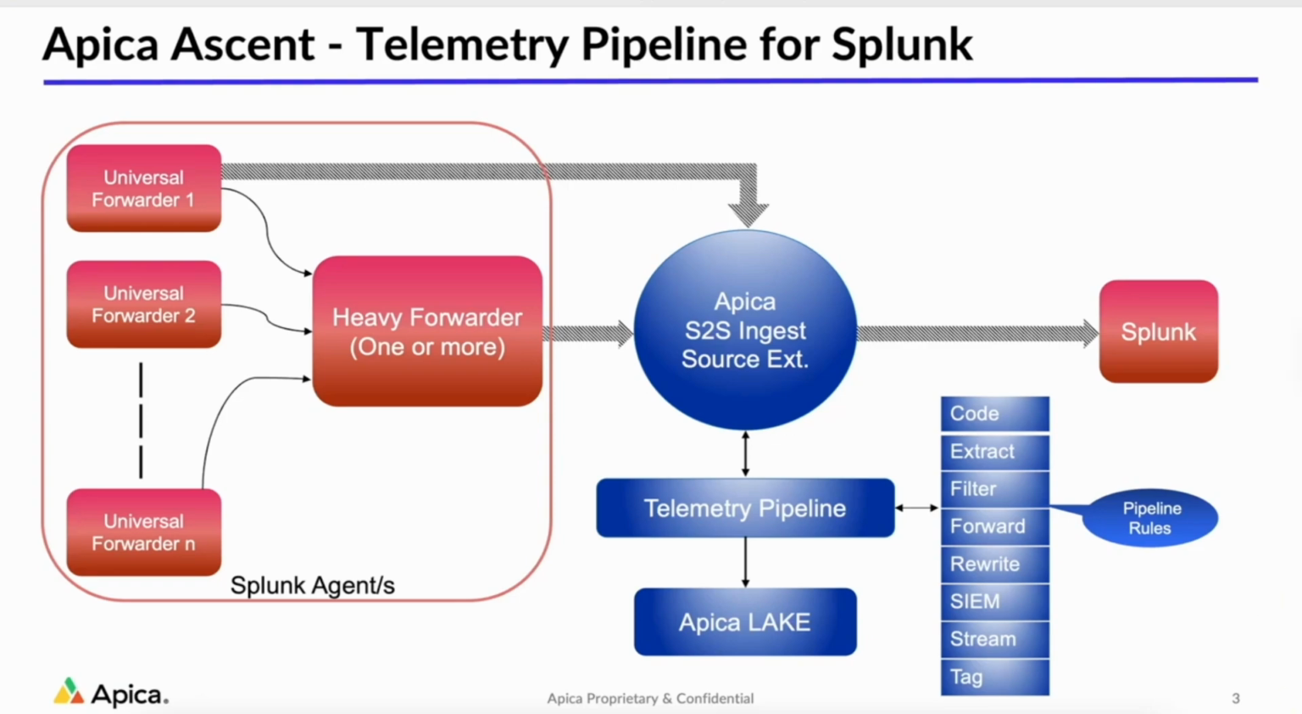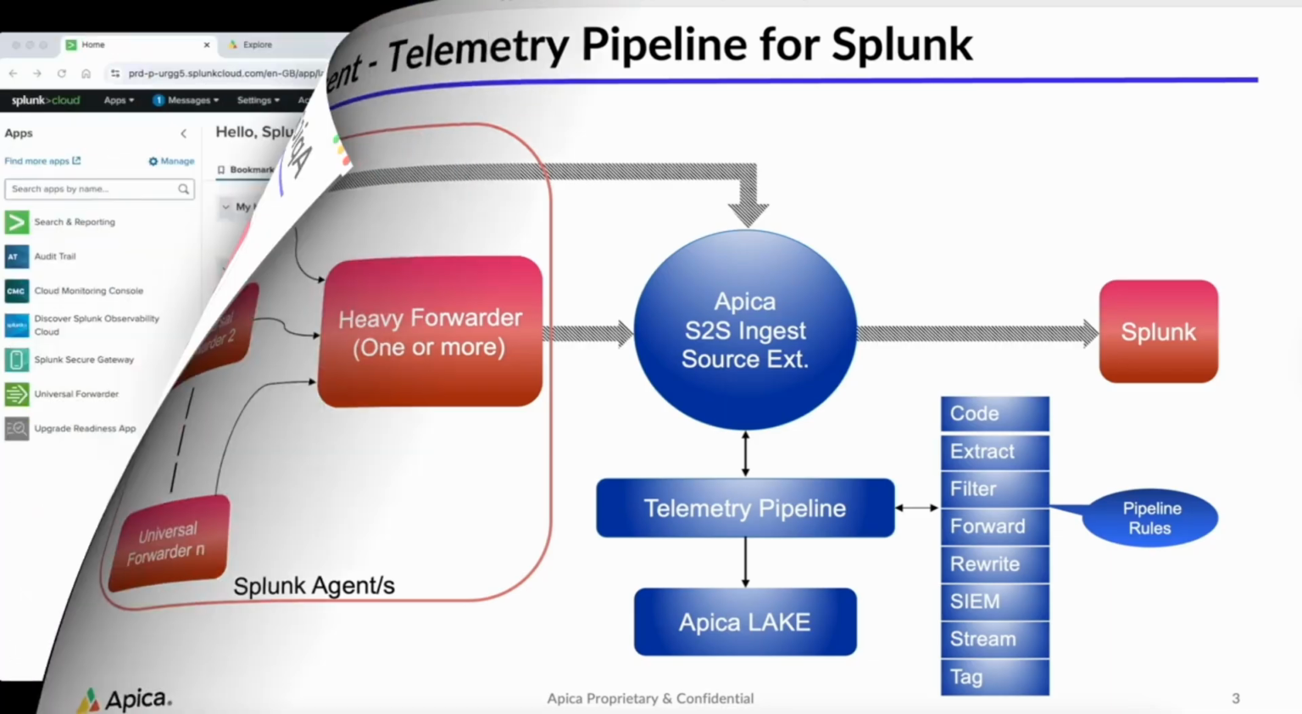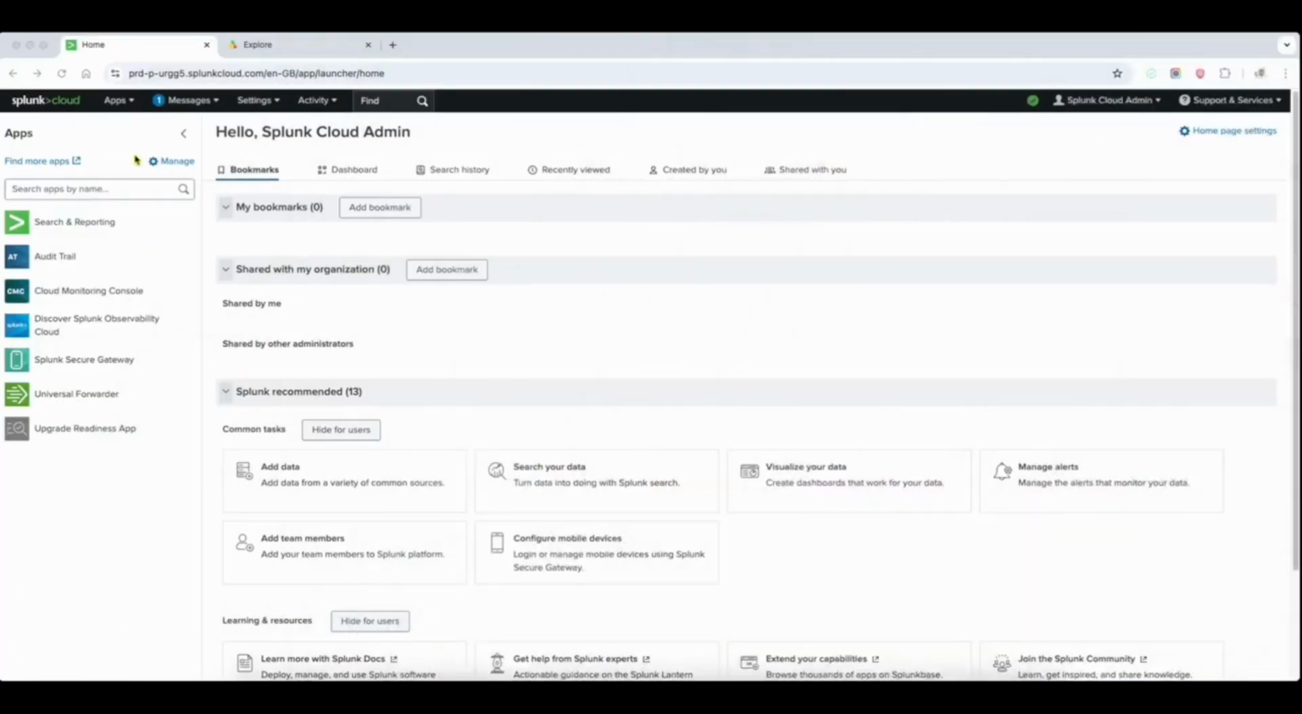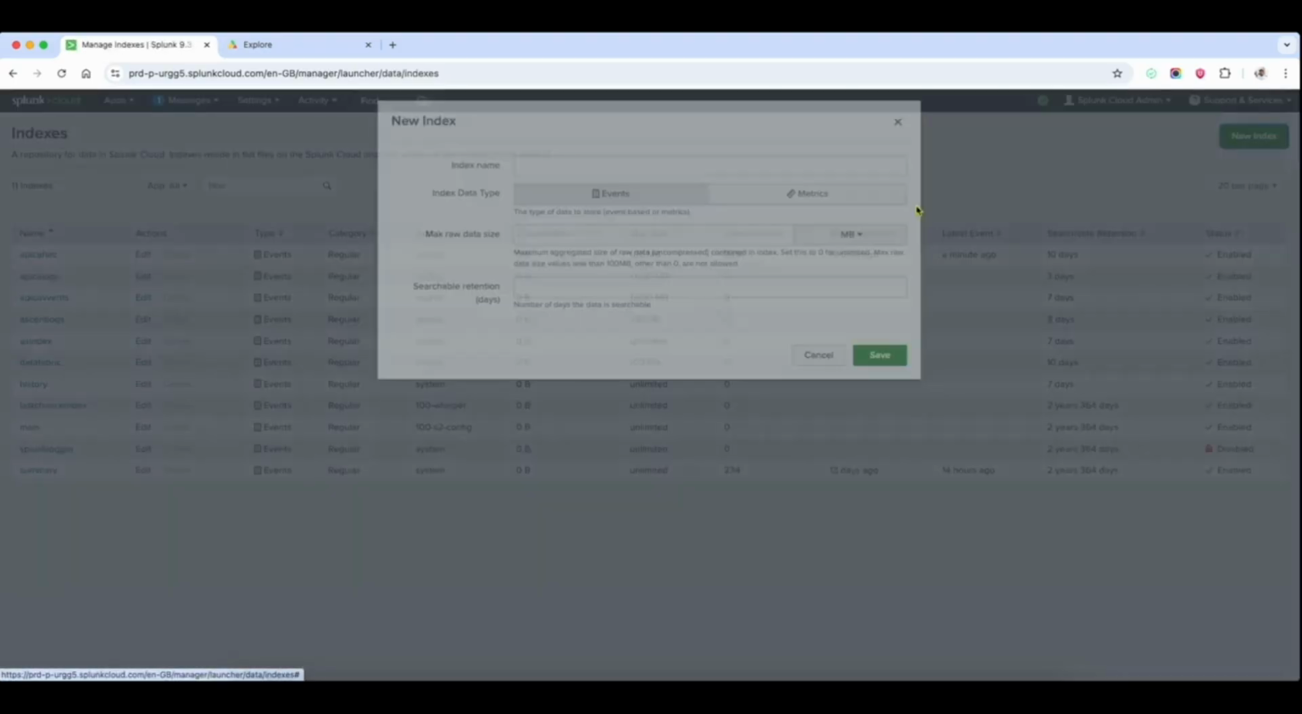Now, let's get started with setting up the entire workflow. We have a Splunk Cloud instance that we'll use to set up the necessary components for sending processed data from Apica's telemetry pipeline to Splunk. The first step is to create a new index. We'll name it Apica Demo.